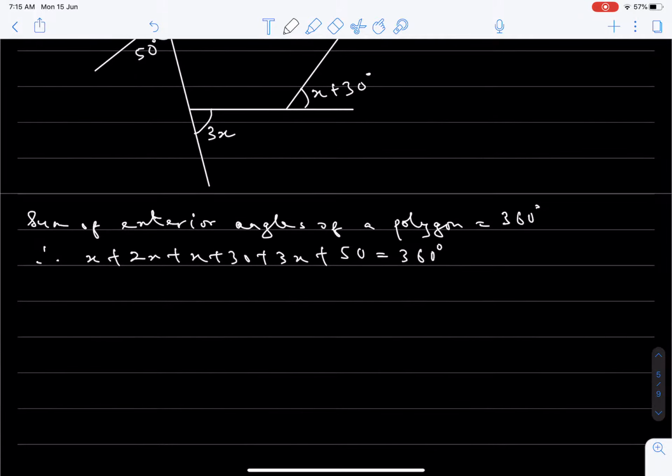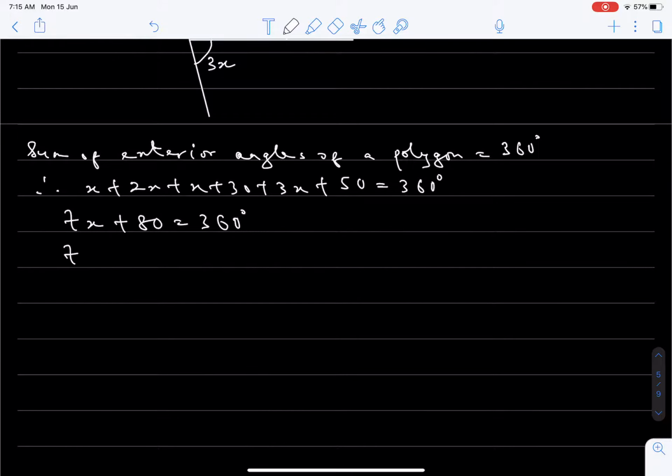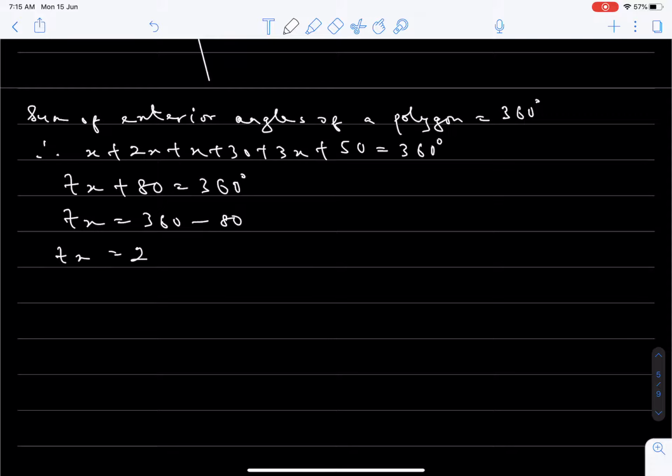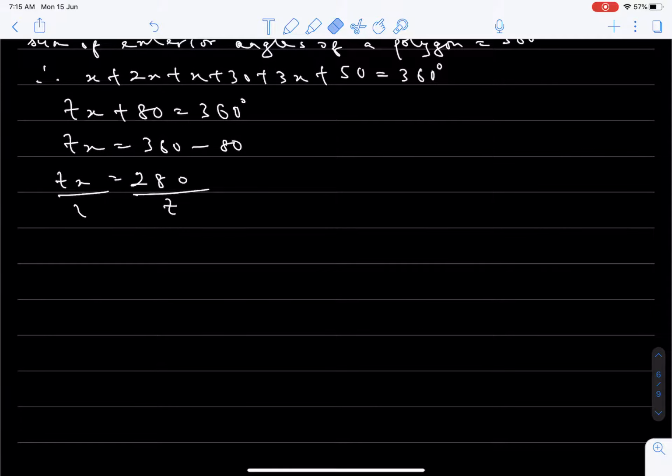360 degrees. And that simply means let's add all the x's. x plus 2x is 3x, plus x is 4x, plus 3x is 7x. That means 7x plus, and we add the numbers, 30 plus 50 is 80, equals 360 degrees. And that means 7x equals 360 minus 80, so 7x equals 280. When you divide both sides by 7, 7 into 280 is 40. x is 40 degrees.